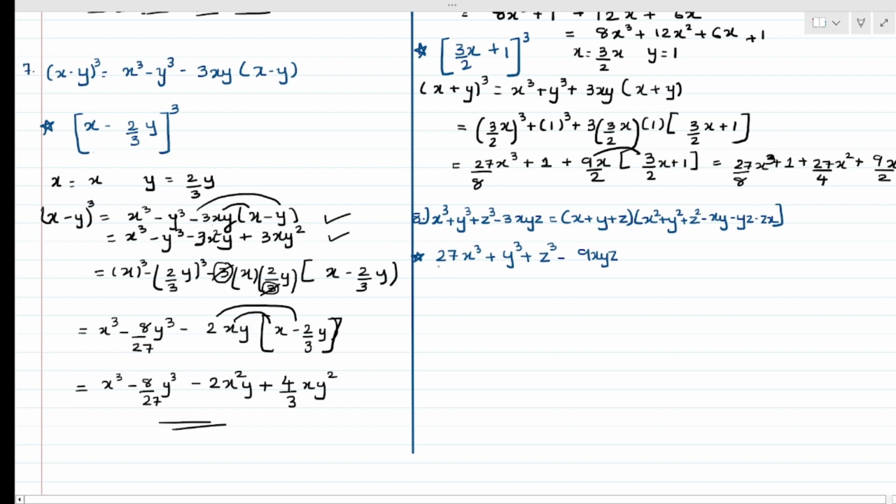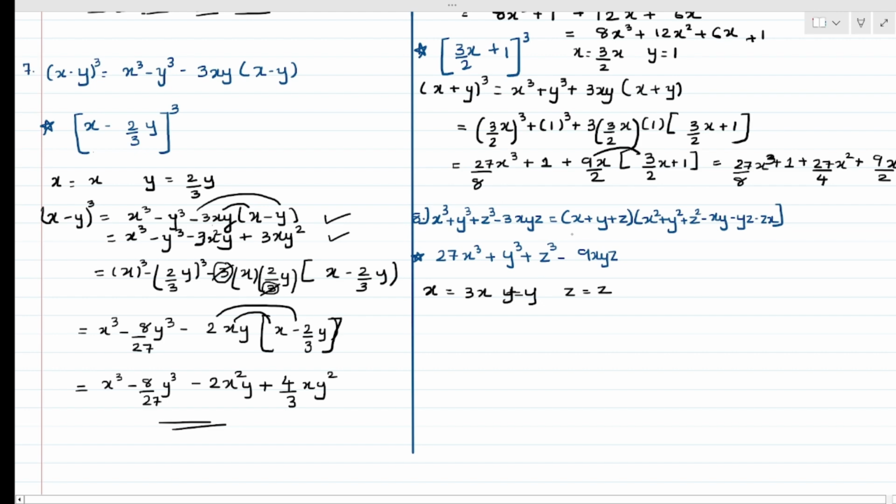My example over here says 27x cube plus y cube plus z cube minus 9xyz. As you can see over here, my 27 is a cube. Whose cube root is 3? So, instead of writing x, you can write over here 3x, because 3 is the cube root of 27. So, you will write 3x. Plus, as you can see over here, y is the cube root of y cube, so instead of writing y, you will write only y. For z also, you will write only z.